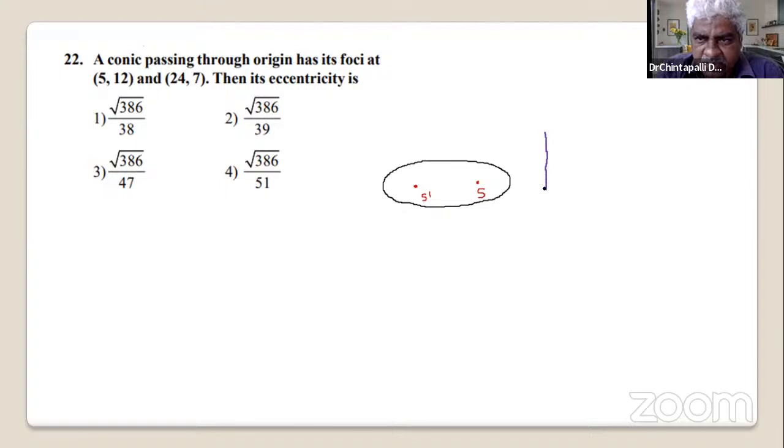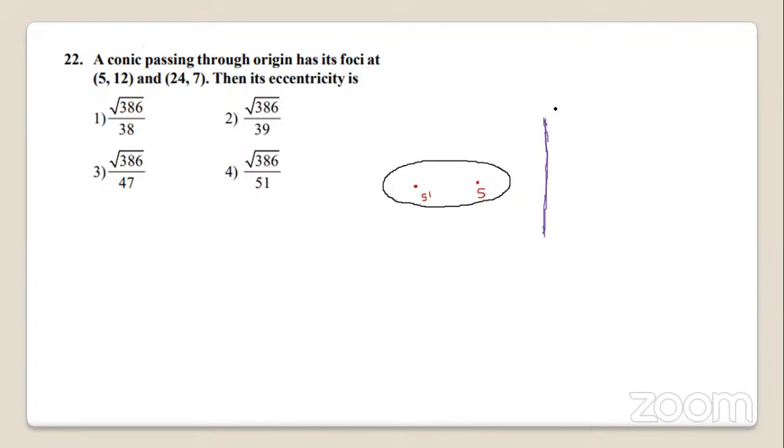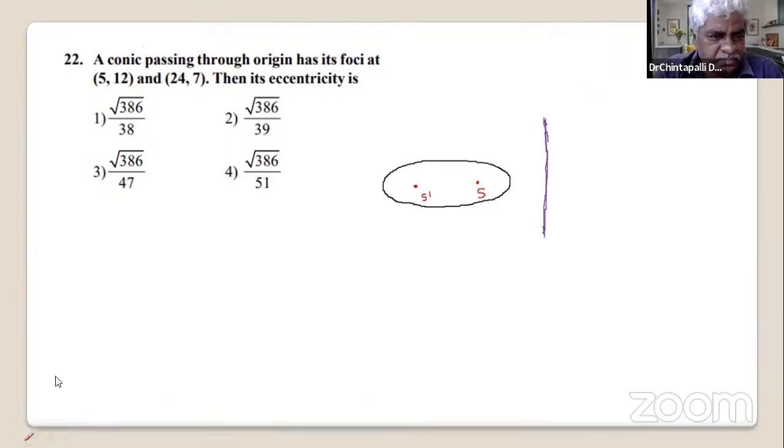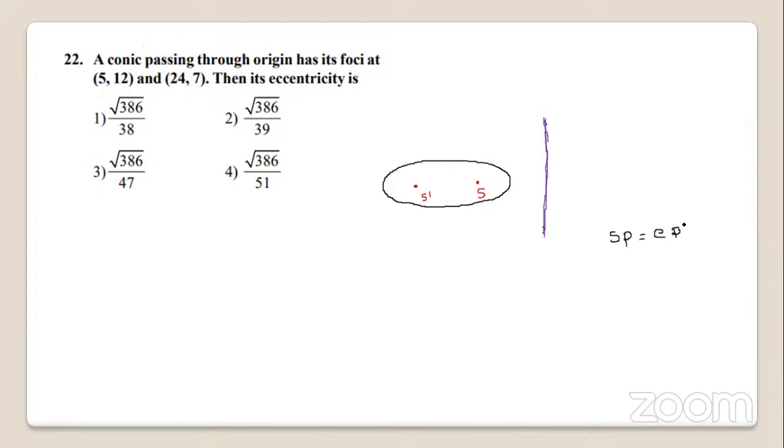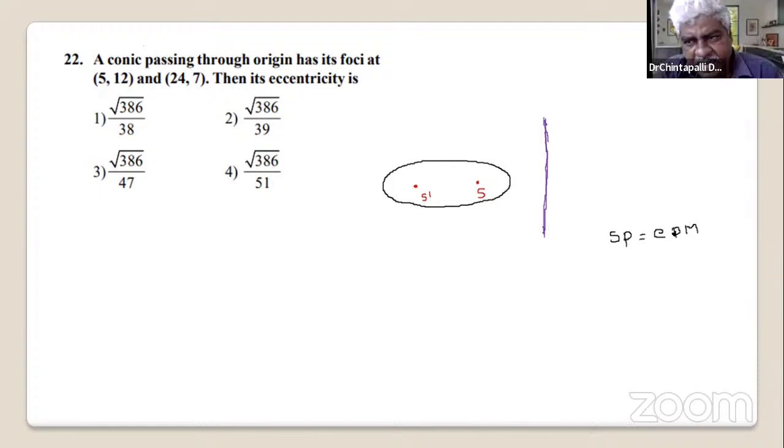In some problems, we use one basic concept. What is the basic concept of parabola? The basic concept of parabola is SP is equal to PM. Do you remember? For parabola, it is SP is equal to PM. But for ellipse, it is SP is equal to e times PM. In parabola, only focus and directrix are given.